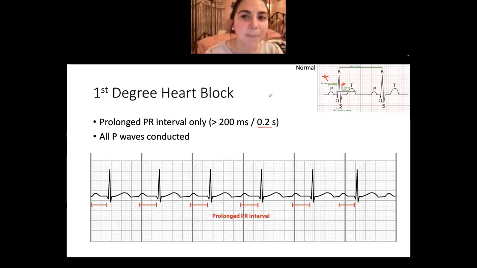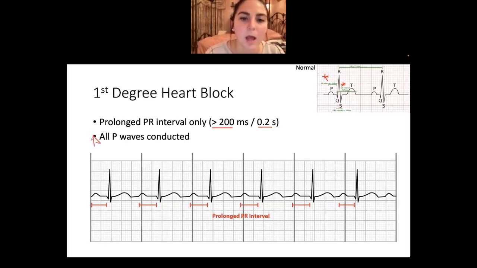Easy enough. But what's weird is first degree heart block is not diagnosed until it gets greater than 200. So normal is 160, but you don't actually diagnose first degree heart block until the PR interval gets to greater than 200 milliseconds. So even if you have someone with a PR interval of 180 or 190 milliseconds, it's not first degree heart block. It has to be over 200.